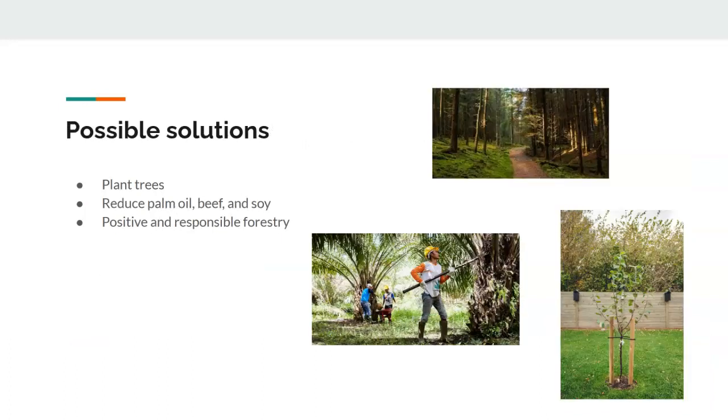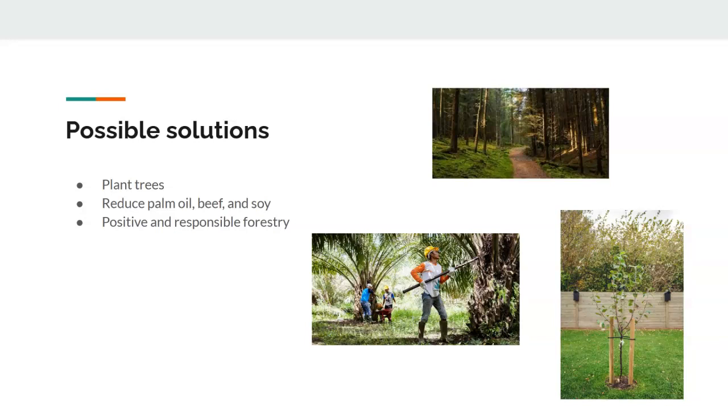Here are some possible solutions. Planting trees. Planting trees helps healthy forest structure and preserves biodiversity. Another way is to reduce palm oil, beef, and soy. You can reduce them by informing people on the negative effects that products, including soy, beef, and palm oil, have on the environment and society. Motivate people to choose carefully and back companies that stick to sustainable and deforestation-free sourcing.